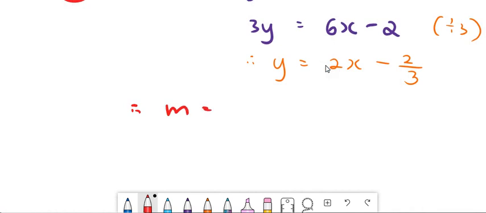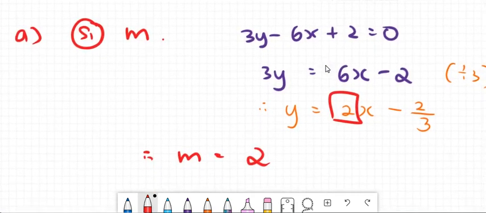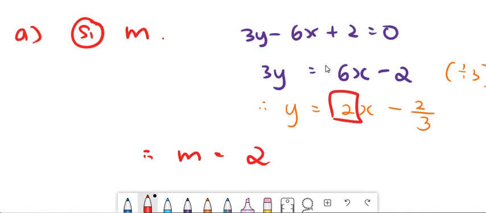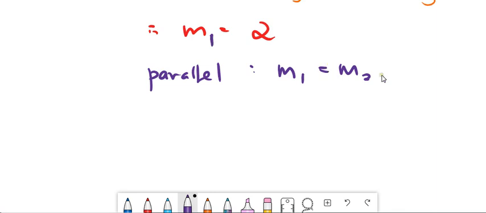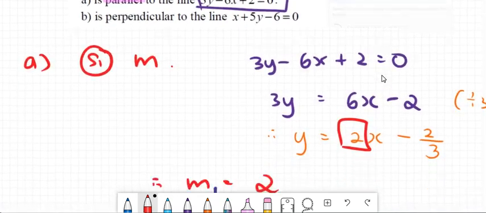What is your M? Your M is actually 2. Okay, so solve for the first one. Question also highlight it is actually parallel. Okay, so parallel means, please write down, parallel means M1 equal to M2. So just highlight this is your M1. So that means your M2 is also 2. Is it okay? Okay, so done for step 1.